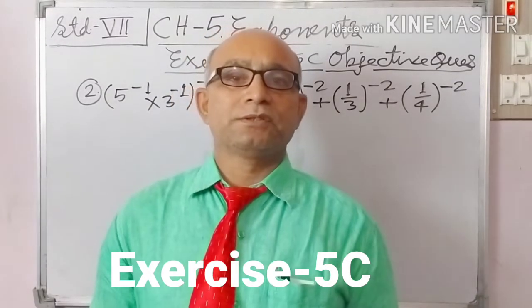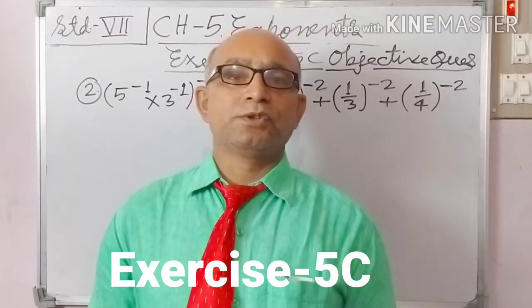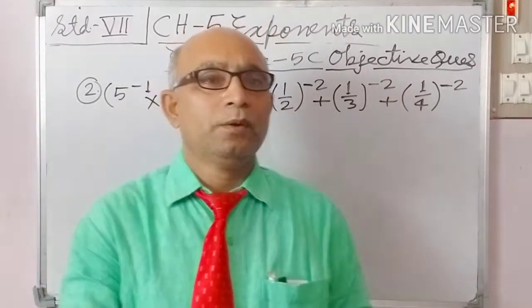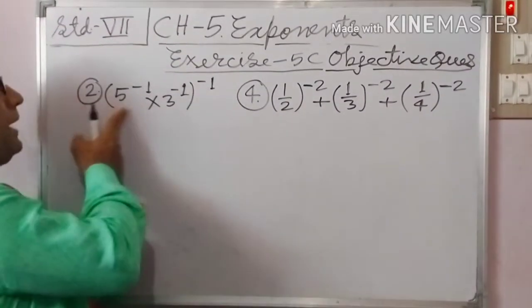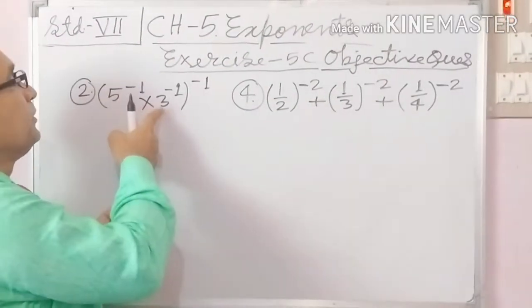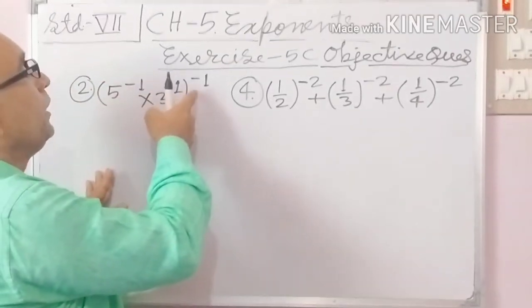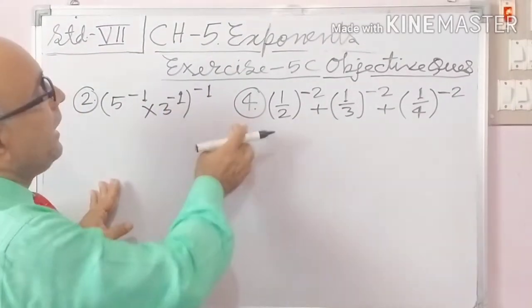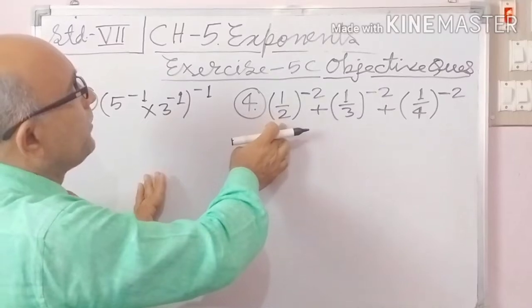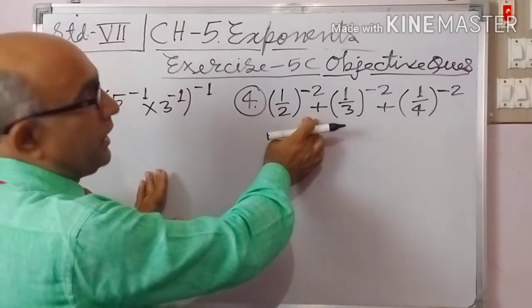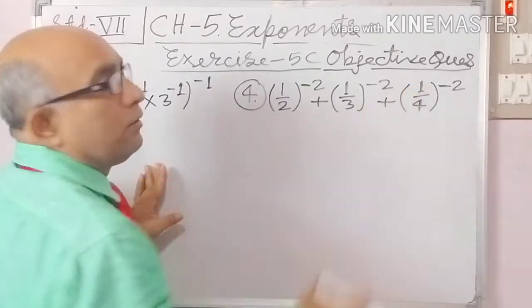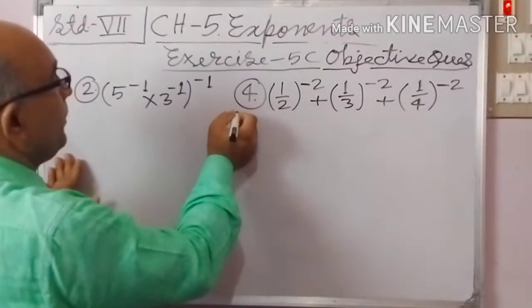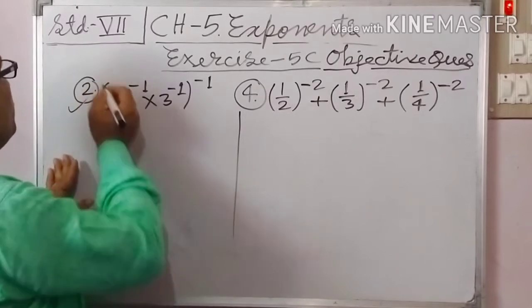Write 2 questions on this board, question number 2 and question number 4. In question number 2: 5 to the power minus 1 into 3 to the power minus 1, whole power minus 1. And question number 4 is 1 by 2 to the power minus 2 plus 1 by 3 to the power minus 2 plus 1 by 4 to the power minus 2. First of all, solve question number 2.